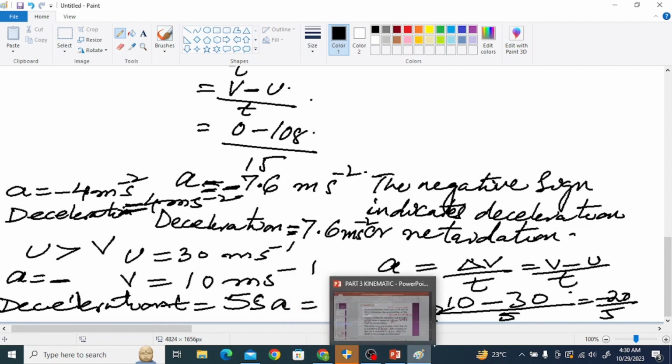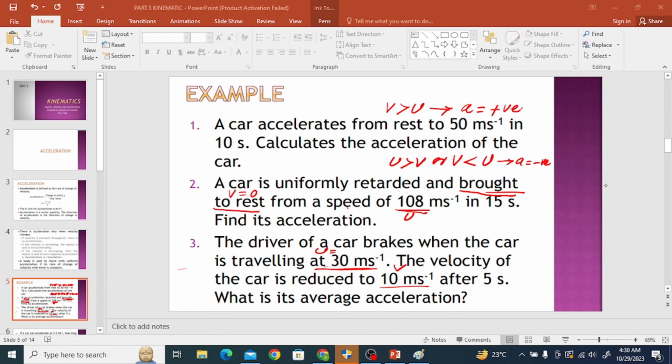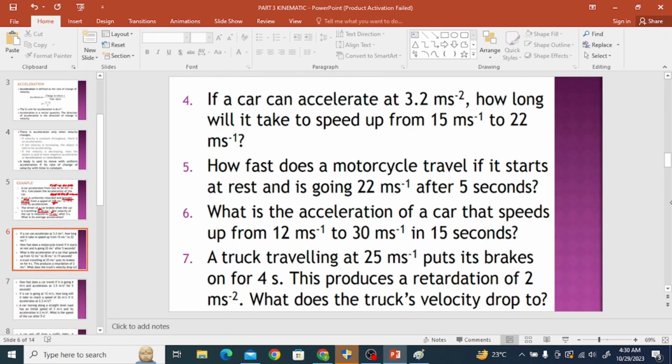Okay, so now we are going to come to the other questions. For example, in the fourth question, the acceleration is given to us, that is 3.2 meter per second square. This is acceleration, and in this they are asking how long it will take, it means how much time will be taken so that the speed of the car is increased from 15 to 22 meter per second.